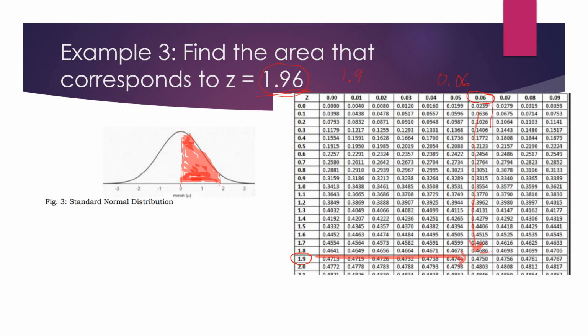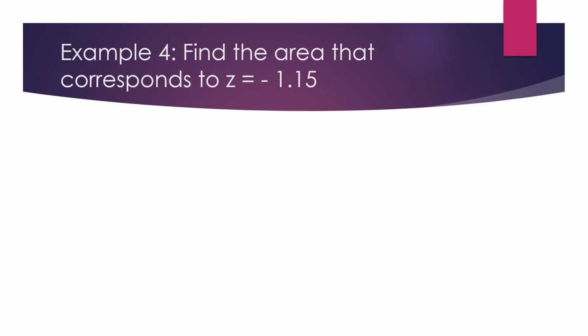And this is their intersection. The area of z equals 1.96 is equal to 0.4750. Example number 4. Find the area that corresponds to z equals negative 1.15.